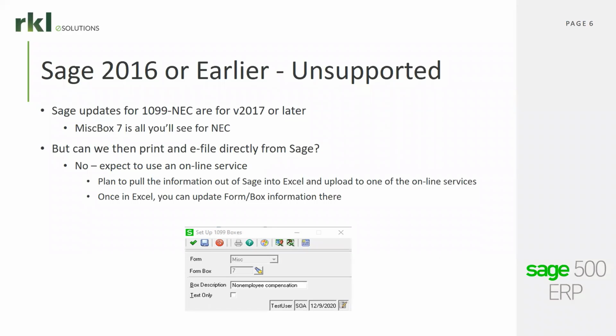Okay. If you are on Sage 2016 or earlier, and you are on an unsupported version, you're still going to see your Form Miscellaneous Box 7 non-employee compensation, which means you can't really use Sage 500 directly to print 1099s, even if you just have a few of them. It's not really going to work. Now, this is a version that was officially retired by Sage in June of 2019.